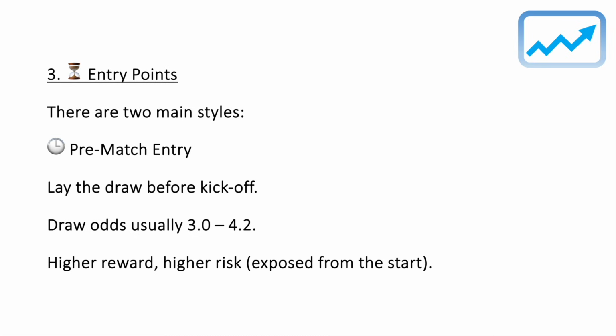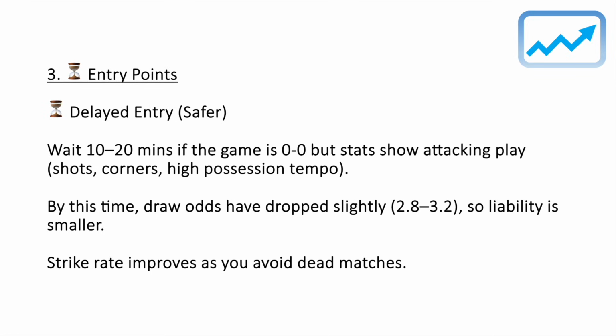So the alternative is delayed entry. So you could wait between 10 and 20 minutes, and of course you'll get a better lay price. But you still want to be looking at the stats and showing attacking play. You want to see shots, corners, high possession, tempo. Now, of course, the odds will have dropped slightly, ideally into the range of 2.8, 3.2. So your liability is smaller and your risk versus reward ratio is skewed in your favour.